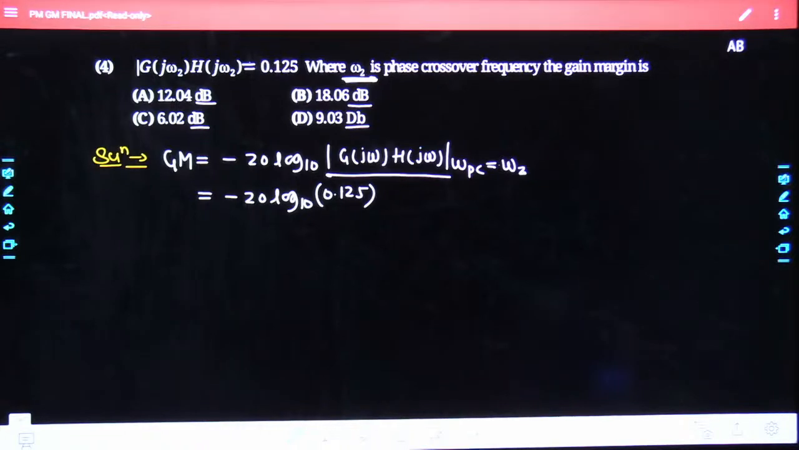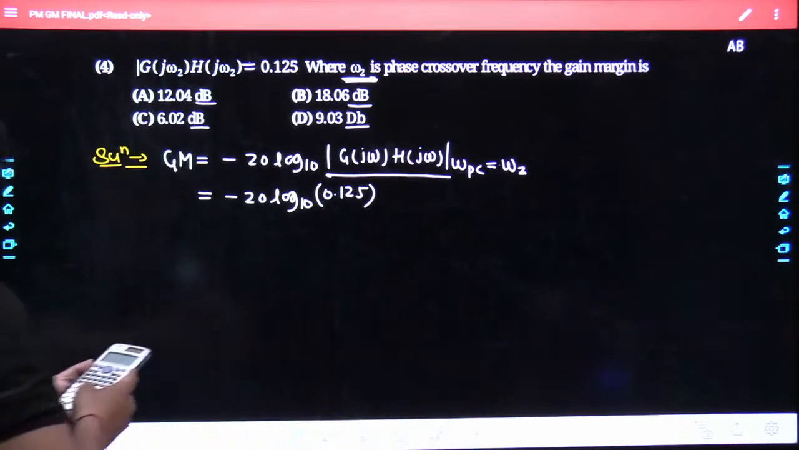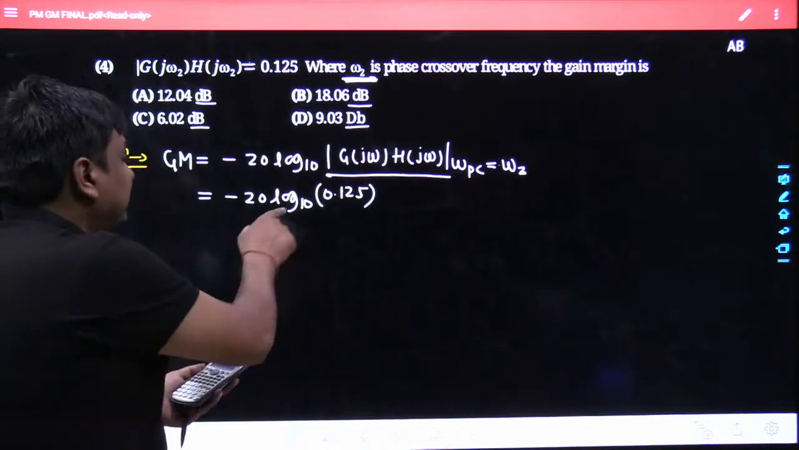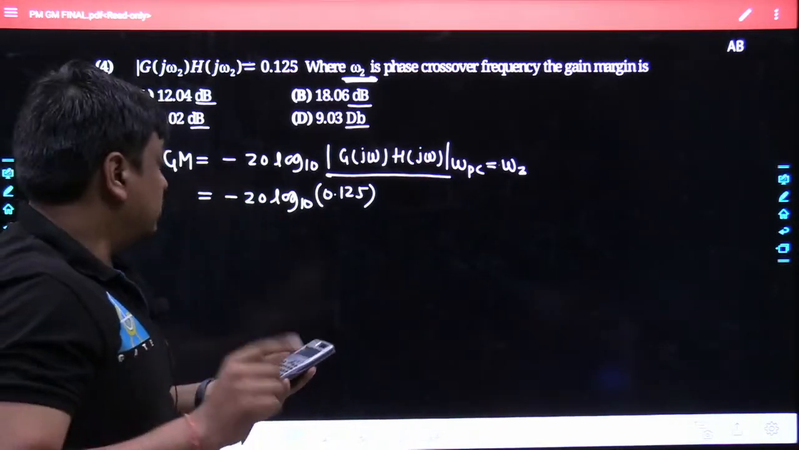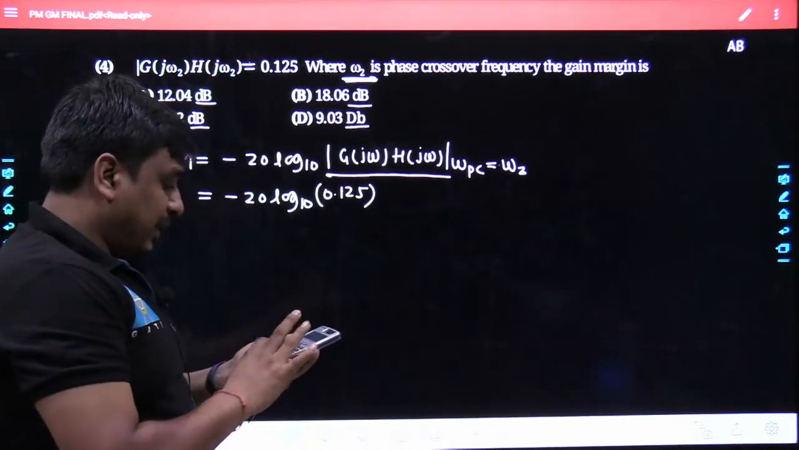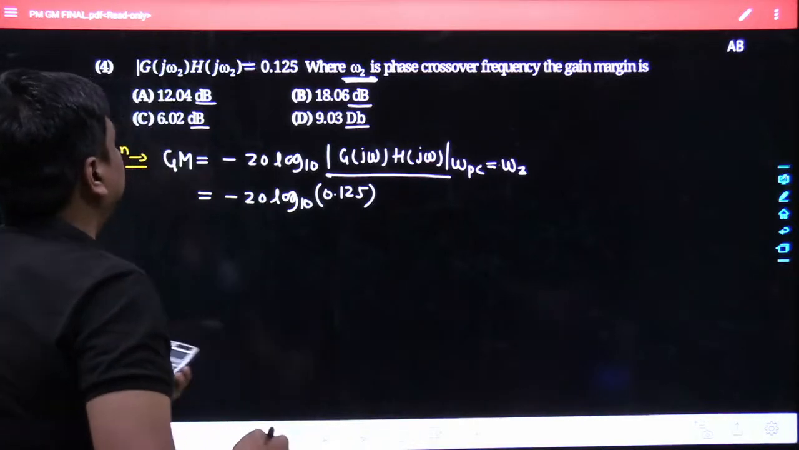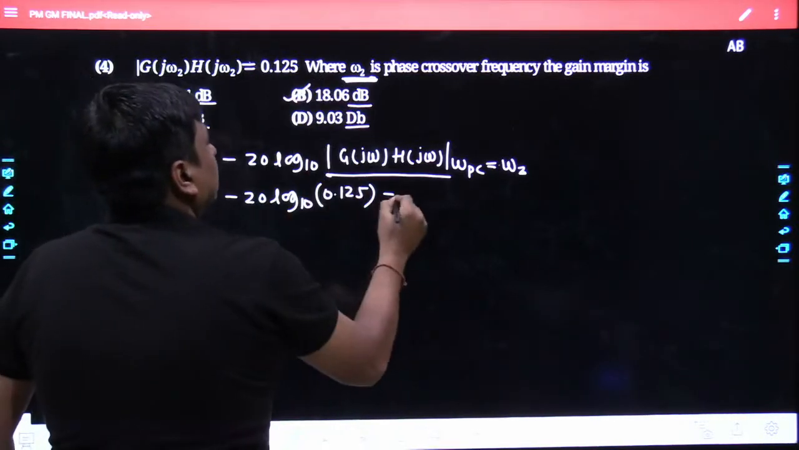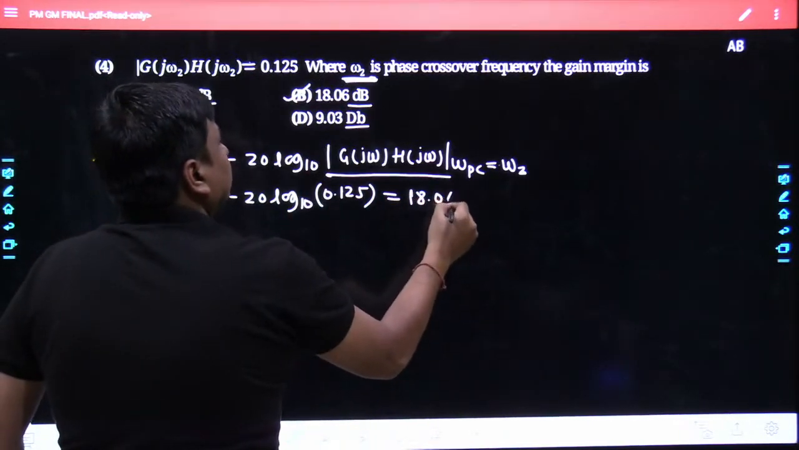Tell me how much the best answer we are getting. Each one of us has to calculate the value. Let me get the calculator. So here it's going to be minus 20, keep in mind it's a base of 10, nobody should use log natural. Here it becomes 0.125. So the answer we are getting is option B, which is 18.06 dB.